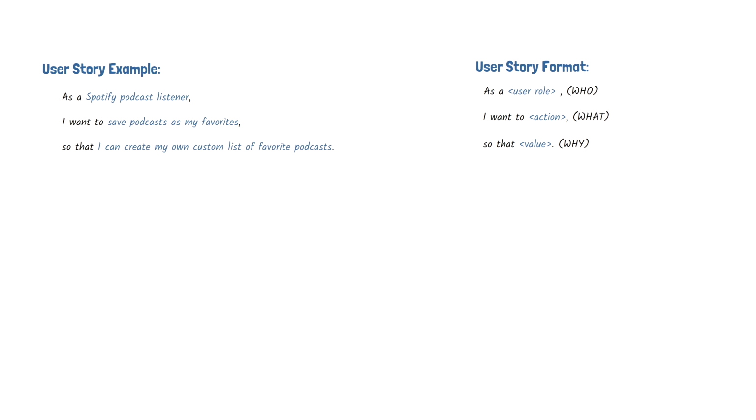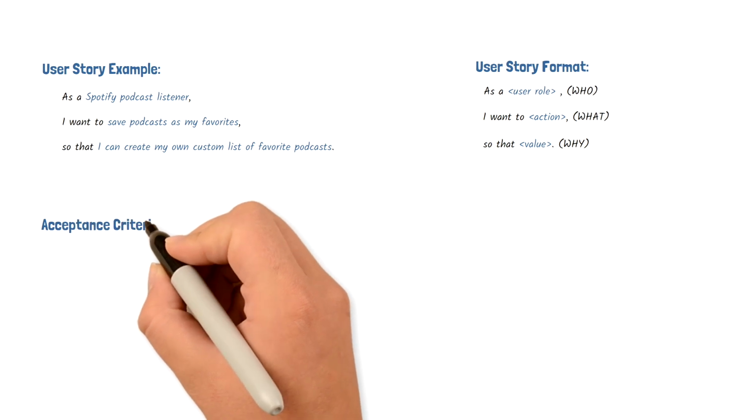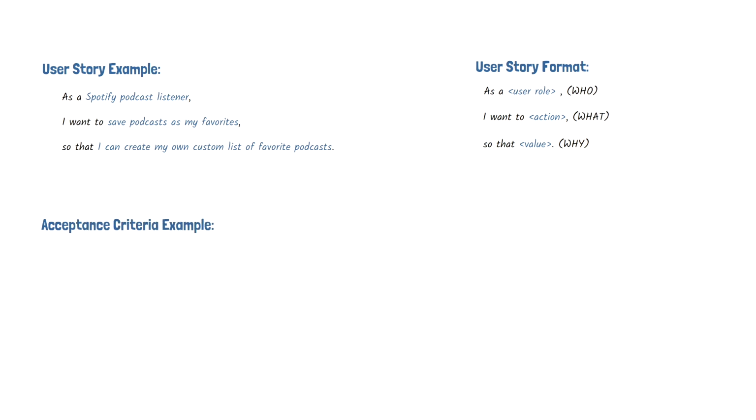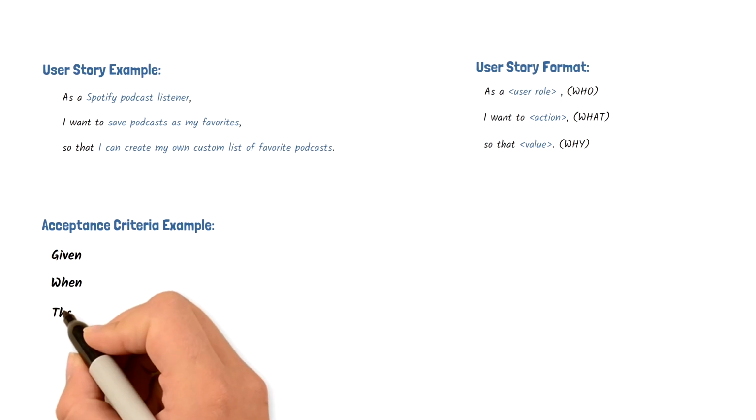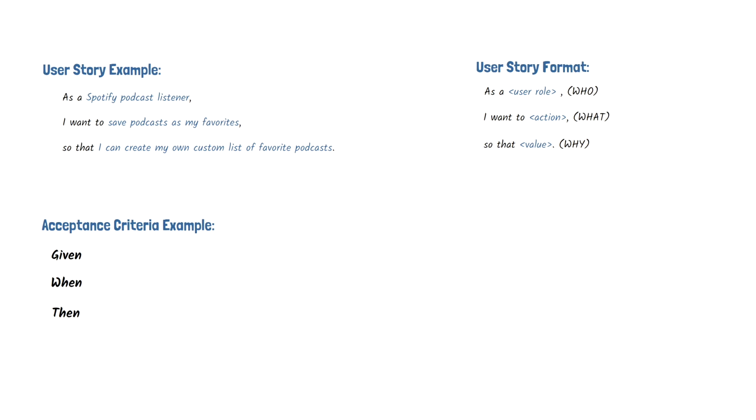After we write our user story, we need to start thinking about the criteria that informs us and the team when the user story is complete. This is called the acceptance criteria. Acceptance criteria can be written in multiple formats. One of the formats that can be used for acceptance criteria is the given, when, then format. Let's use our user story as an example.